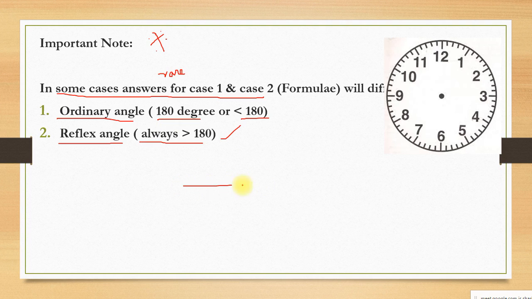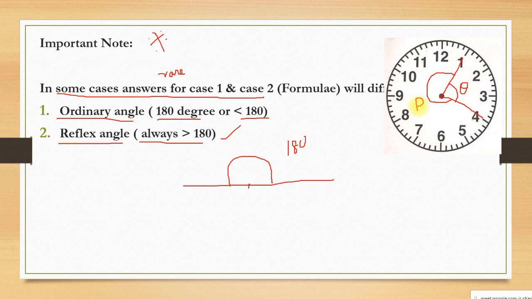You know that obviously a straight line is nothing but an angle of 180 degrees. For example, see here, if 1:20 is your time, this is called an ordinary angle, and the opposite to that is called a reflex angle.